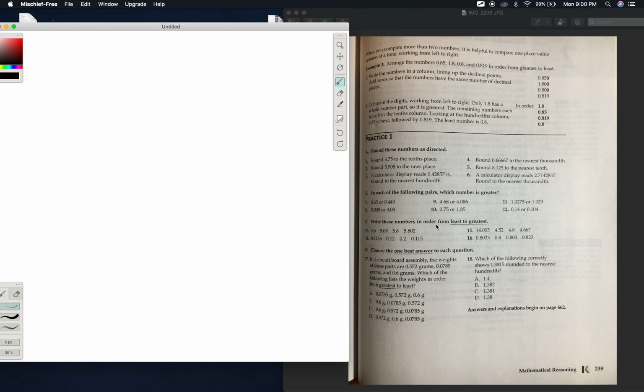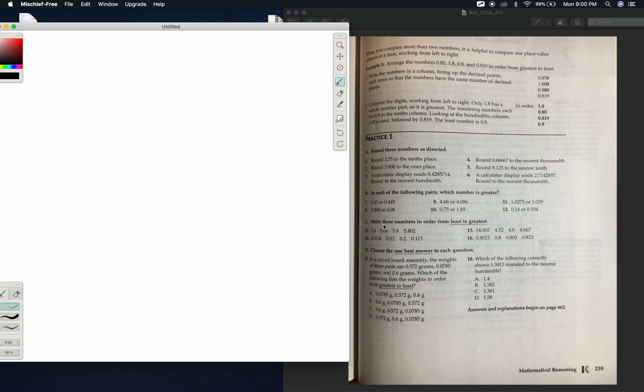Okay, write these numbers in order from least to greatest. Let's do this. So again, just do the same thing. Whichever number comes with a smaller number first in the same place value. What I mean by that is the dot here, the decimal. This is one place value. This after it would be another one. Then after it would be another one.